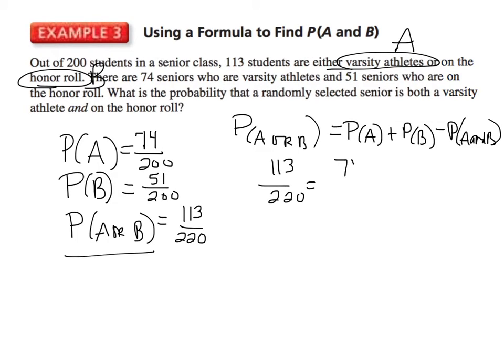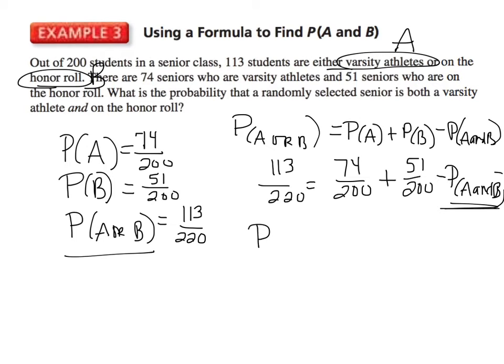We know the probability of A is 74 200ths, and the probability of B is 51 200ths, minus the probability of A and B, which we don't know. So that's what we need to find. So we're going back to our good old algebra skills. So what do I want? I want to find this, so I get it by itself. So I'm going to add the probability of A and B to the other side. I'm just using my simple rules of inverse operations. So I'm moving it over here to the left side of the equation. I'm going to move the 113 220ths to the right, which turns into minus. So I'm going to add 74 200ths plus 51 200ths.